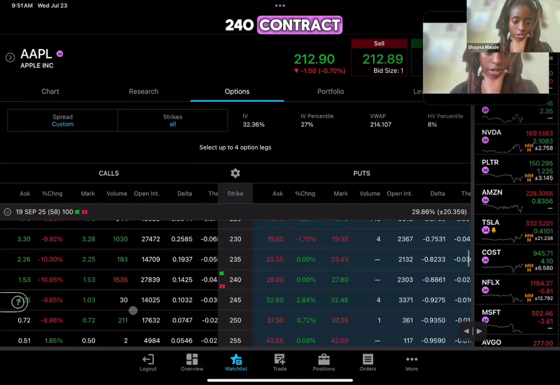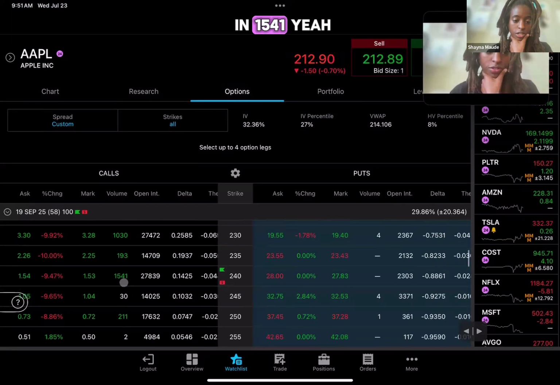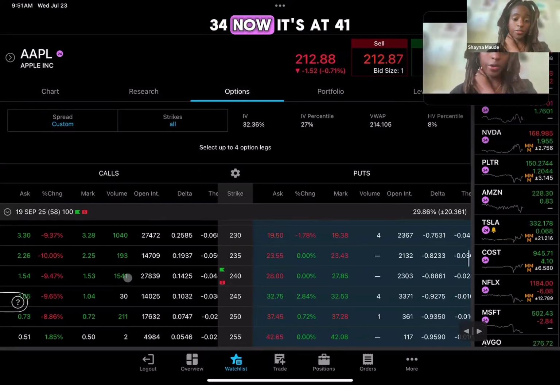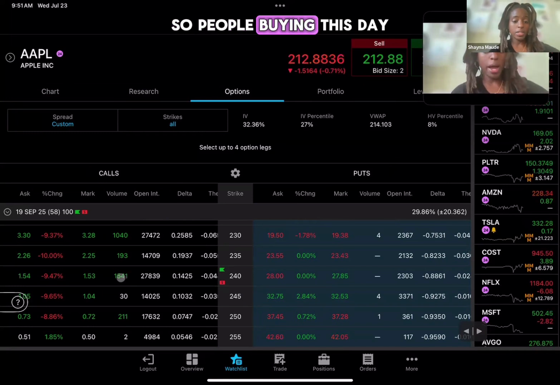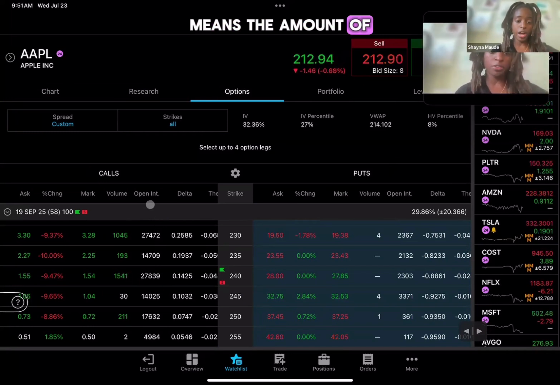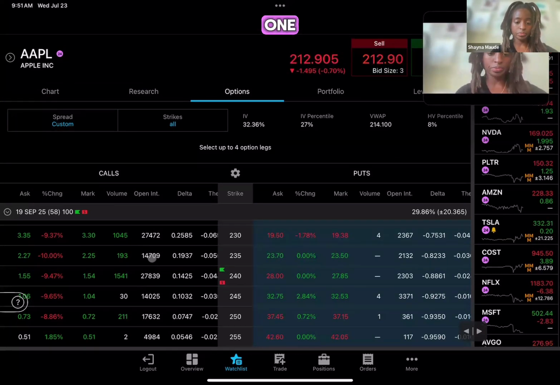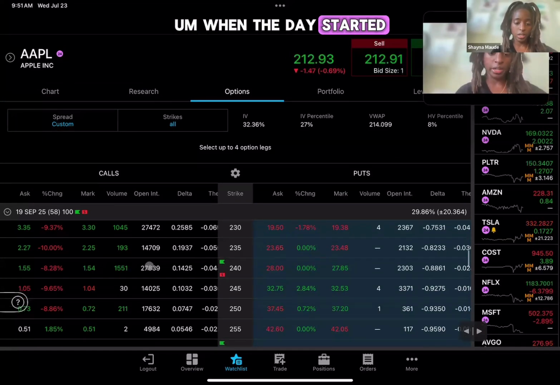Let's look at the 240 contract. That's the one I'm in. 1541. Yeah, it was just at 1524, 34. Now it's at 41. So people are buying it today. Open interest means the amount of contracts that were already in this particular one when the day started.